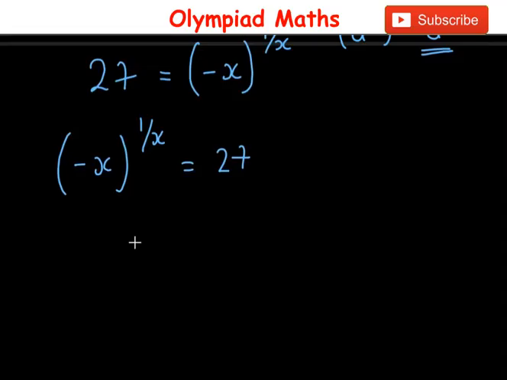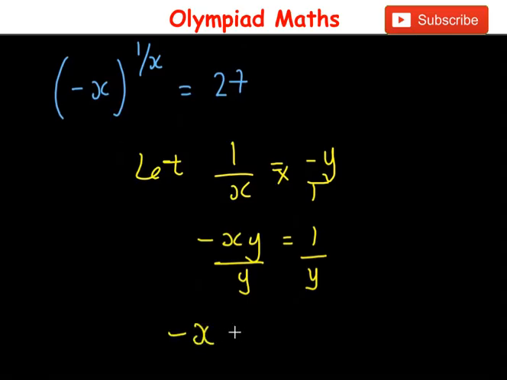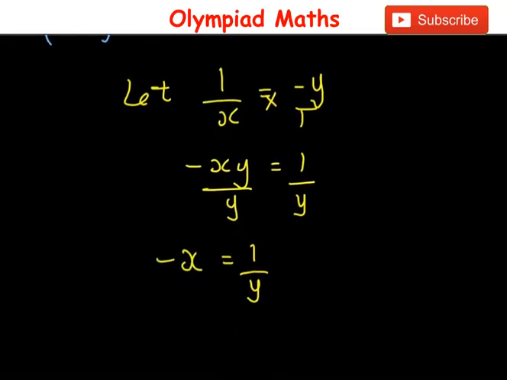At this junction, we are going to suppose, let 1 over x equal minus y. With this, if we simply cross multiply, we have minus xy is equal to 1. Then divide both sides by y, and we have minus x is equal to 1 over y. To solve for the value of x, we multiply both sides of the equation by minus 1, so we get the value of x to equal minus 1 over y.